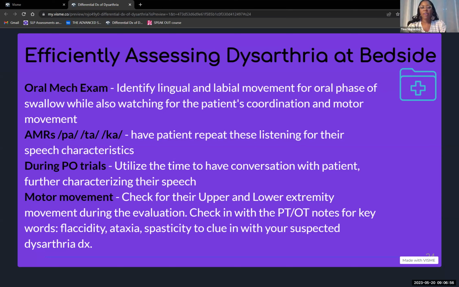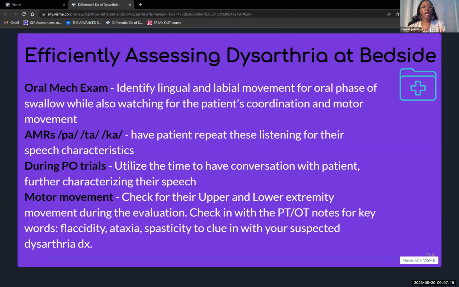Then, of course, the AMRs, those are aside from what you might be doing with dysphagia, but it would still be easy to slip in. Hey, could you just go ahead and go pataka, pataka, pataka for me? On top of that, you're seeing how well they follow directions if you're still also trying to see what their cognition is like. So they're going through the patakas and you're able to even hear their speech while also understanding how well they can follow that direction, right?